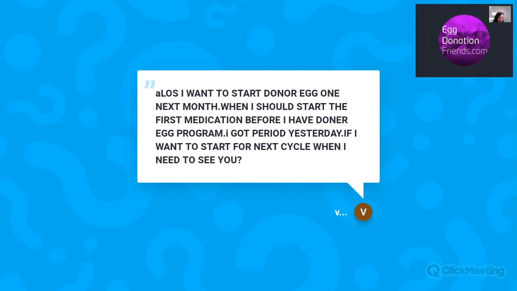And the question is, I want to start donor egg next month, when should I start the first medication for the donor egg program? I got my period yesterday. If I want to start the next cycle, when do I need to see you? So this is the question overall, but if it's too specific, then as I told you, we will forward everything, and you can get more direct information.